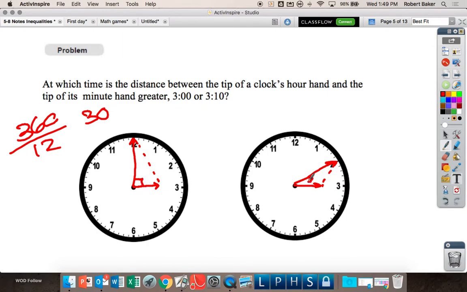30 degrees right here. Which one's bigger, 30 or 90? 90. So, which one has a bigger distance? 3 o'clock. This one. And what I'm asking you guys to do is say that 3 o'clock is bigger than 3:10. Wasn't that bad, was it?